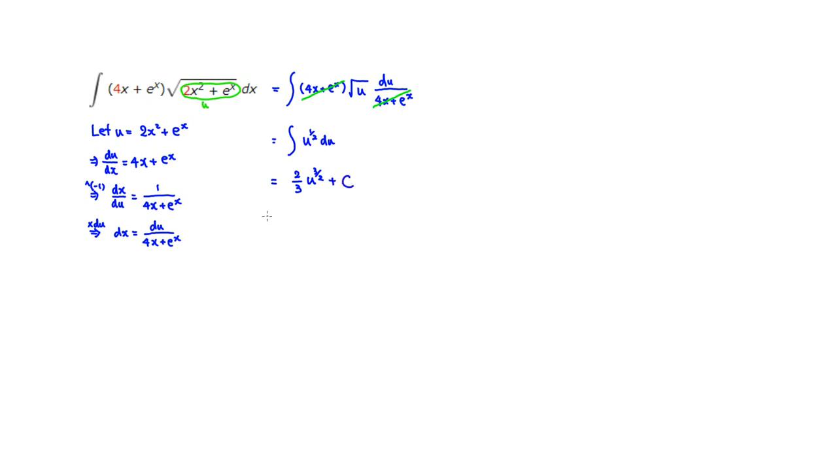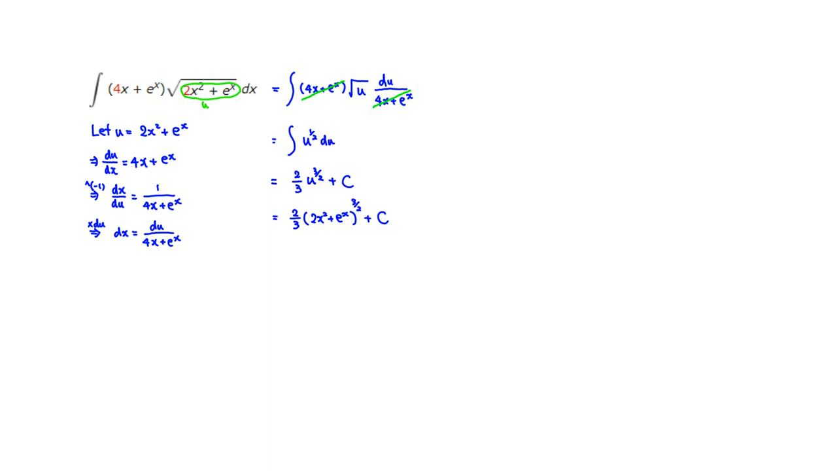All right, then we can just put the original expression back in for u. So you have a 2/3. Then u was originally 2x squared plus e to the x, and raise it to the 3/2 power, and plus some constant c.